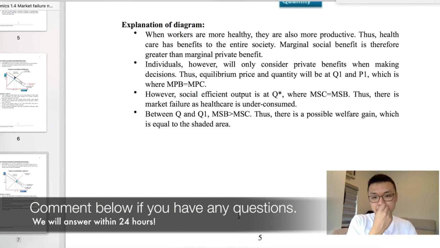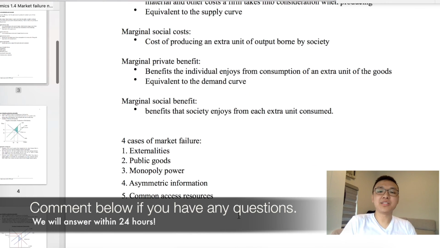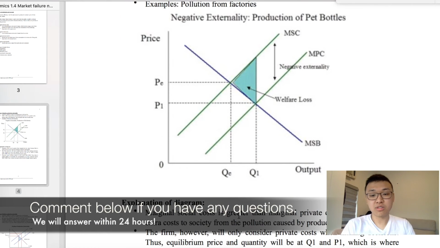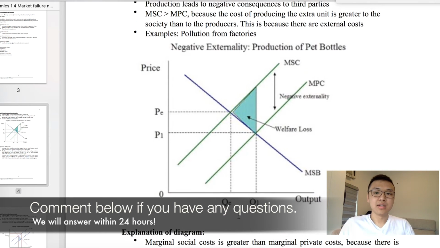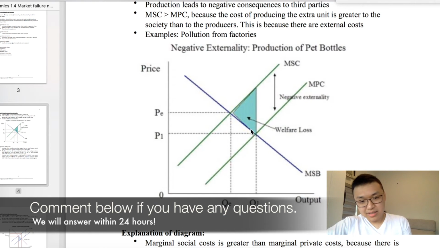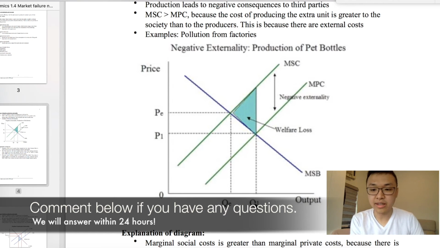Okay? Now, finally, I want to explain to you why there's welfare loss or potential welfare gain. Why is that the case? So I'll show you. Let's look at this case. We can see the equilibrium is here. The socially optimum quantity is QE, but the equilibrium is Q1. So in this case, we can see that there is overproduction. The equilibrium quantity exceeds the socially optimum quantity, right?